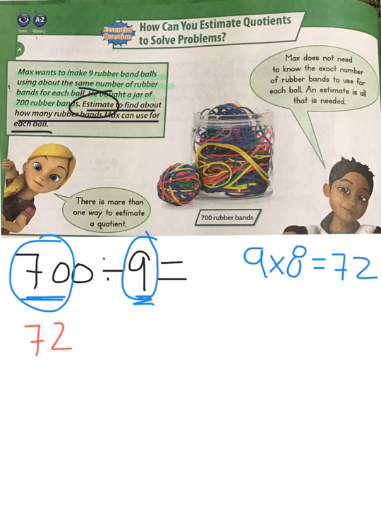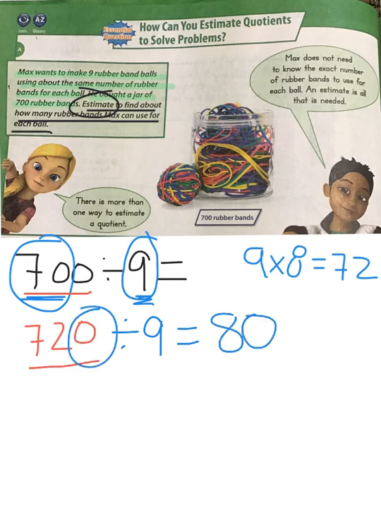I change 70 to 72. And then I add a 0 because the number we are estimating has 3 digits. Therefore, in using compatible numbers, I would like for it to have the same amount of digits. So now I can divide 720 divided by 9. I know that 9 times 8 is 72, and then I'm just going to add my 0. So Max can make about 80 rubber band balls.